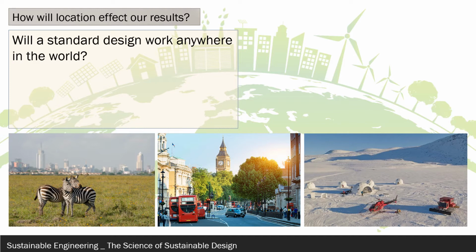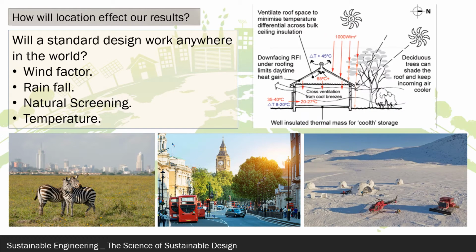So can you have a standard design which works in all environments? Well, unfortunately, not very effectively. If you have a standard design which has to work across all climates, it will do so at a high energy demand. So when we're designing our buildings, we need to understand the weather conditions that they'll be put in. Be that the wind which is pushing on them, the amount of rainfall around them, any available natural screening around the buildings, and the temperatures which they're going to be subjected to.